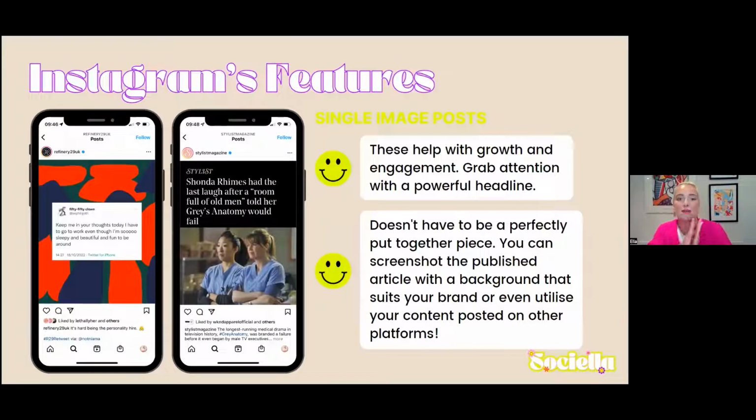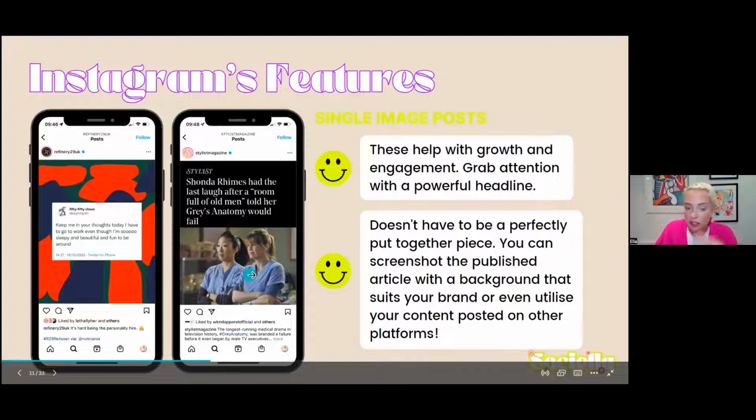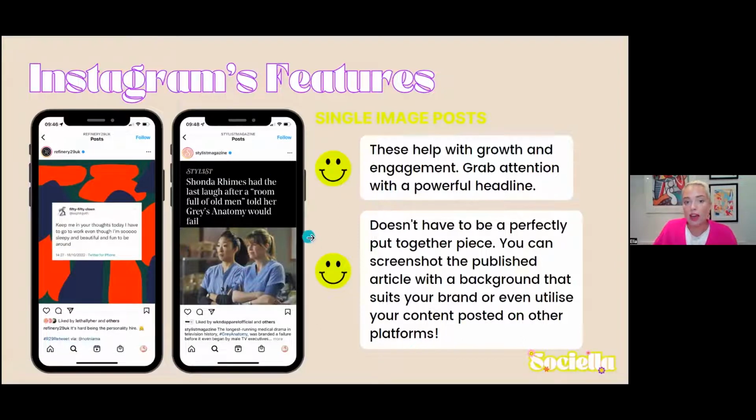Next is single image posts. Now, these can be really great with growth and engagement. You can use a really powerful attention-grabbing headline. For example, Stylist have done the same kind of thing as Refinery had done. It's got a really good, clear headline on it, and then it's got an image.